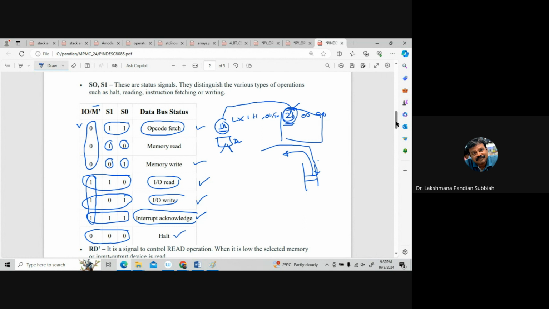So that is the halt signal. Then 0 1 0 is memory read, and 0 0 1 is memory write, right? So we have this combination of signals for the corresponding operation: opcode fetch, memory read, memory write, IO read, IO write, interrupt acknowledgement and halt. Those are the ones we use through the signals.